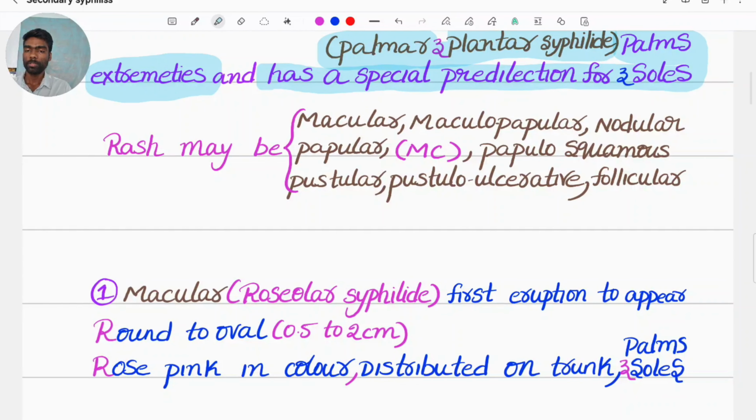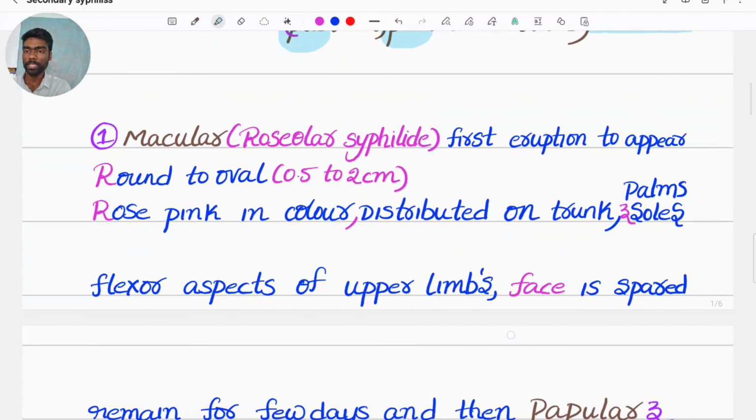Coming to the types of rash: macular, maculopapular, papular, papulosquamous, pustular, pustulo-ulcerative, nodular, follicular. Among all these types, papular is the commonest of all the rashes of secondary syphilis and most characteristic also. We will see one by one.